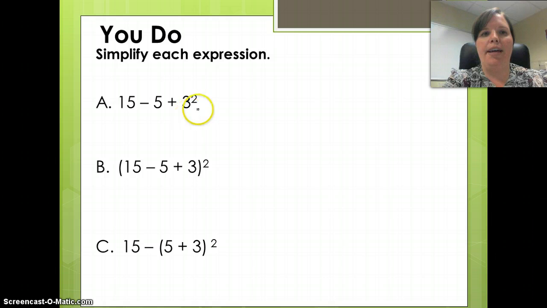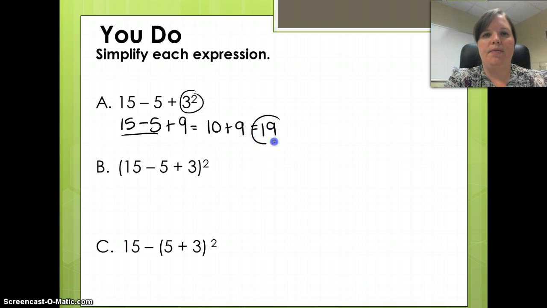For letter A, the first thing we want to take care of is, there are no parentheses, no grouping symbols, so we want to take care of the exponent. So 15 minus 5 plus 3 squared, which is 9. And now because we have addition and subtraction, we want to move from the left side to the right side. So 15 minus 5 is 10, plus 9 is 19.